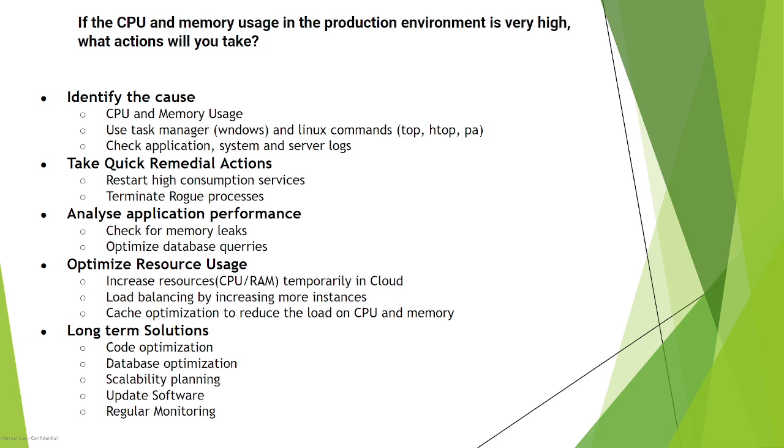Let's say if somebody is working in AWS, they can spin up an instance or modify an instance by increasing the CPU and RAM resources in the EC2 instance, and there is the option of load balancing also, by adding more instances in the cloud. Most cloud providers allow users to increase the resources and do load balancing. Also, you can use a cache optimization technique to reduce the load on CPU and memory.